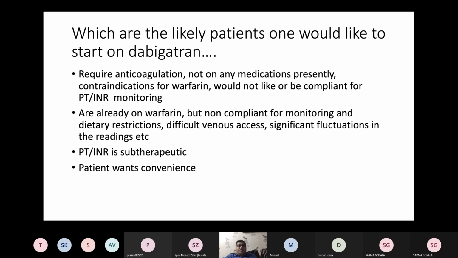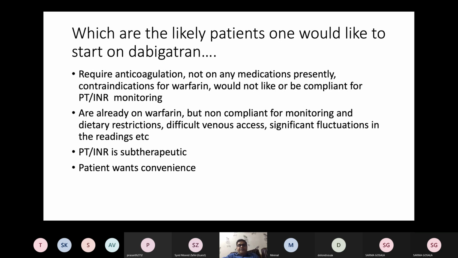So which are the likely patients one would like to start on dabigatran who require anticoagulation, not on any medications presently? You want to start a new drug, but there are contraindications to warfarin. Patients are not willing to be compliant for PT INR monitoring, or you sense that they will not be compliant, because ultimately the safety of patients is paramount. If they are not likely to come back for PT INR monitoring, then they are not candidates to be started on a vitamin K antagonist like warfarin. If you sense that, then they are candidates to be started on NOACs with the proper indications.